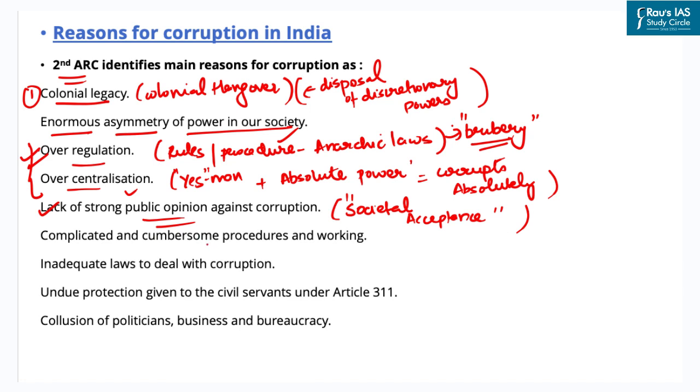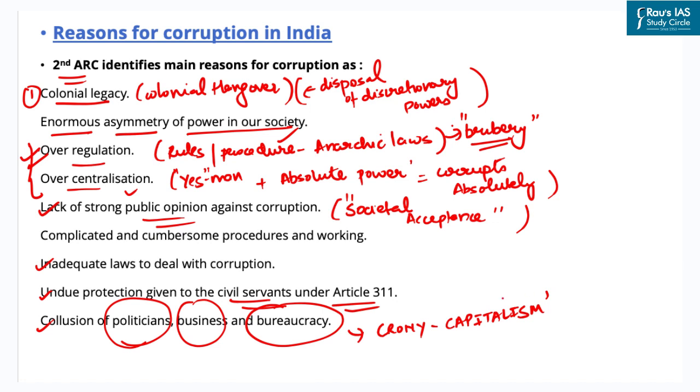Another reason highlighted by the second ARC is the inadequate laws to deal with corruption, and the undue protection given to civil servants under Article 311, wherein it says that civil servants can only be removed by the appointing authority, which makes the activity low risk and high reward, as the procedure of removal is very cumbersome. And the last issue highlighted by the second ARC is the collusion of politicians, business, and bureaucracy, which we see in the form of crony capitalism in our society.